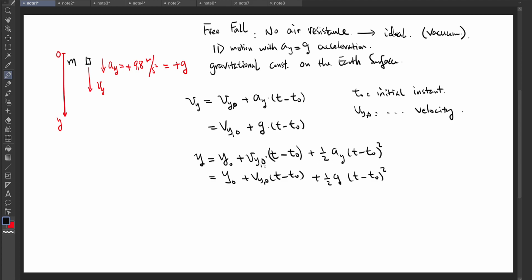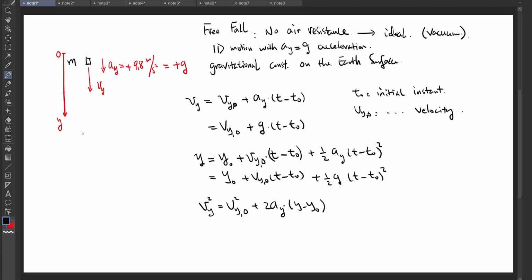But of course you also have the other important equation for kinematics: Vy squared equals Vy naught squared plus 2 Ay times y minus y naught. You also have that equation that you can use to solve the free-fall problem.